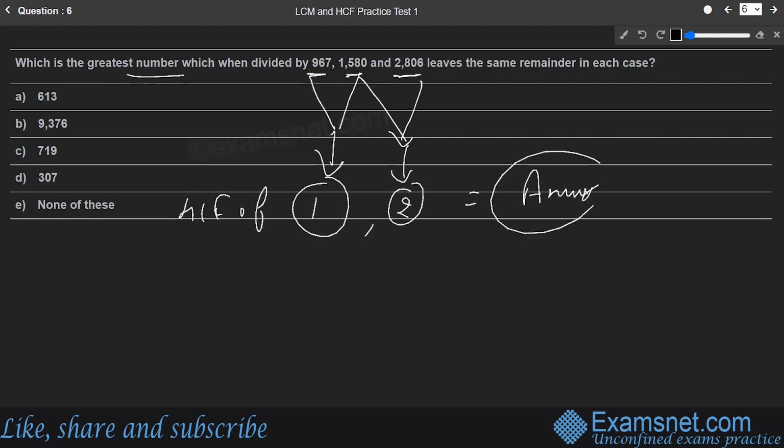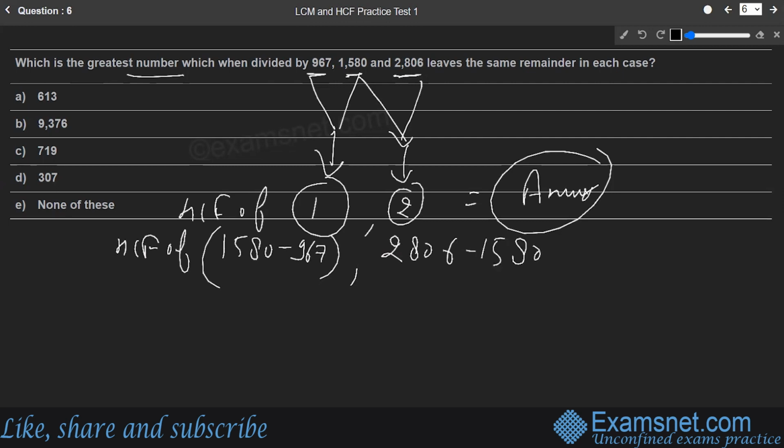That is the way of solving these types of problems. Now let us find the difference. We are supposed to find the HCF of the two differences. One difference is 1580 minus 967, and another difference is 2806 minus 1580. The first difference comes out to be 613, and the second difference comes out to be 1226. So these are the two differences, and we are supposed to find the HCF of these two.